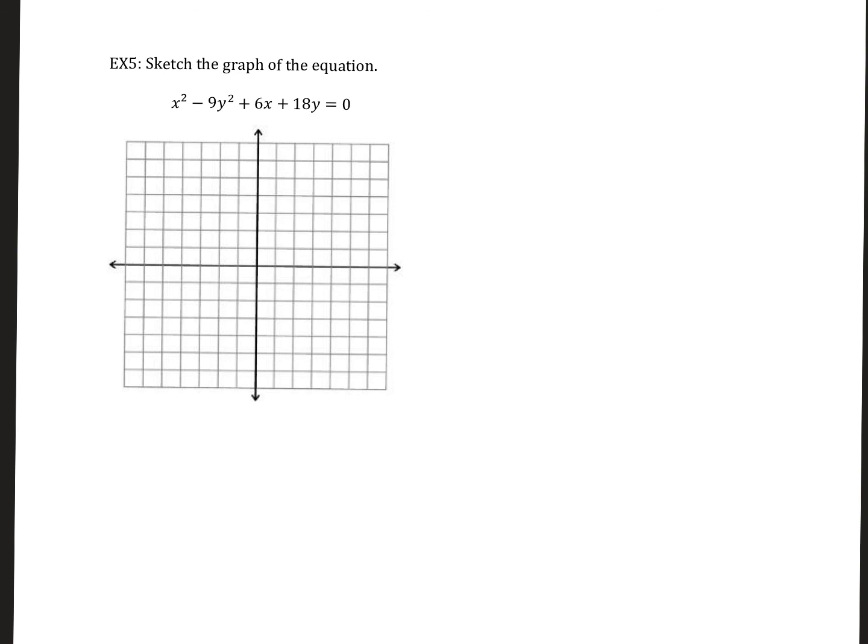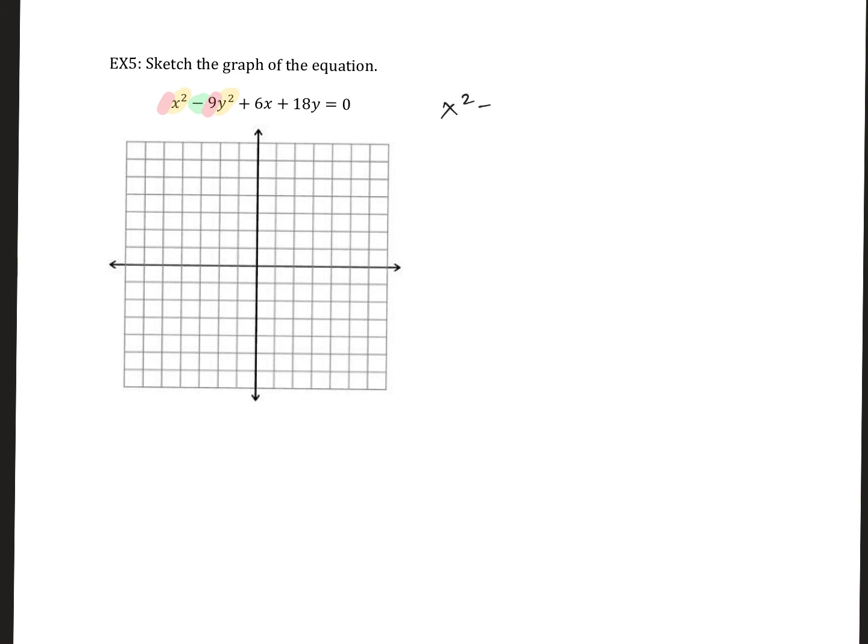Good job. Okay, so sketch the graph of the equation. Well, first off, what is it? They don't tell us. Let's look at any x squared and y squared values. We have an x squared and we have a y squared. So it's either a circle, an ellipse, or parabola. However, we have a subtraction. And the number in front of the x and the y is different, which means this is going to be a hyperbola. Alrighty, so let's go ahead and start getting this in the correct form for a hyperbola.